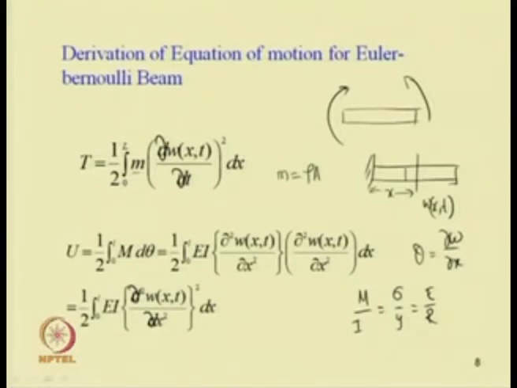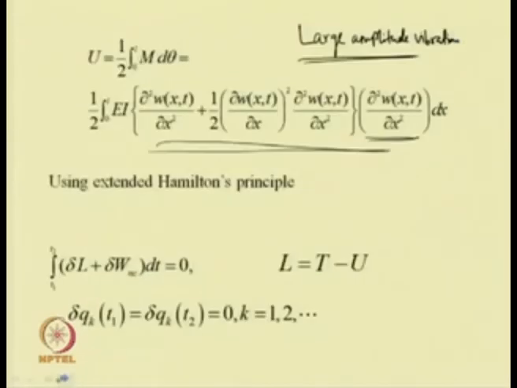So, in one case, if one takes the potential energy in this form, that is half integration 0 to L EI (del square W by del x square) whole square, one can get the linear Euler-Bernoulli beam equation. But if one takes the strain energy by considering this additional term, one can obtain the nonlinear equation of motion. So, with examples we can study this system after a few minutes.